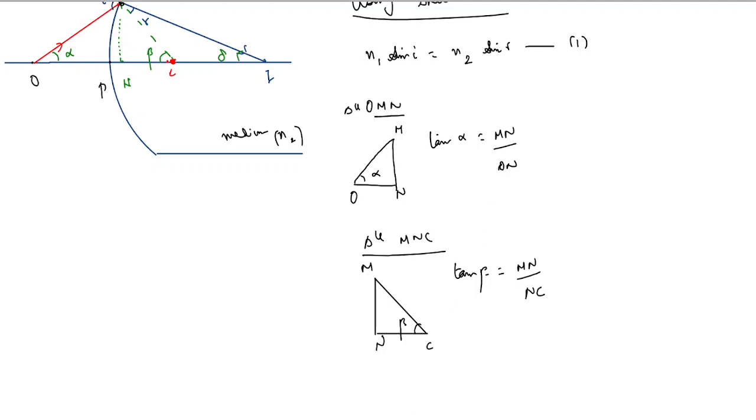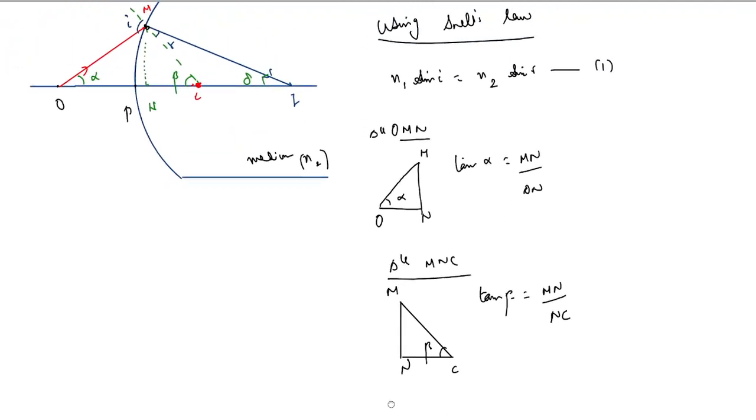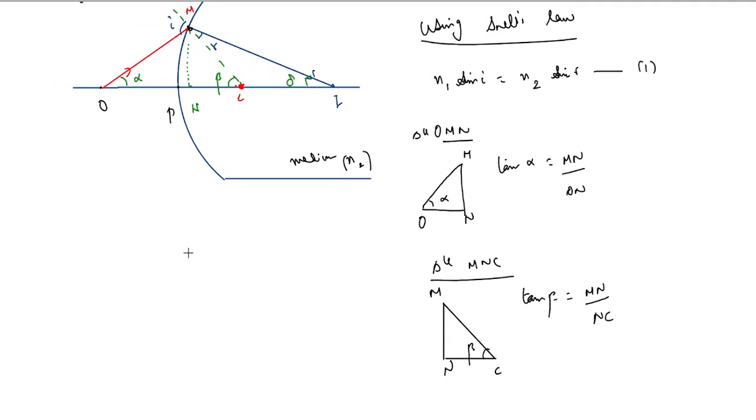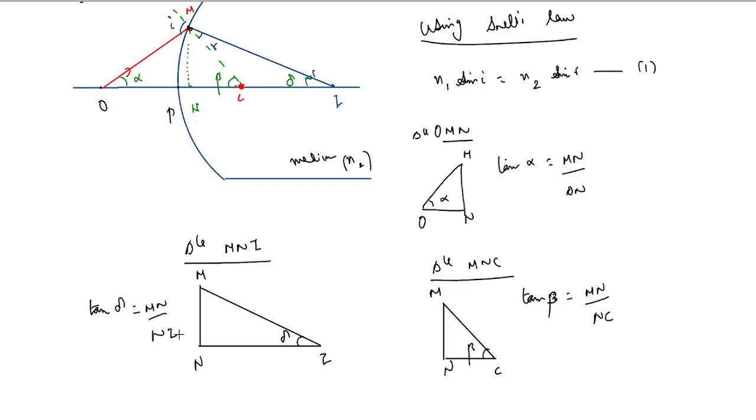This is O here. And we'll take the third triangle. We'll do it here only. So in triangle MNI, it's like this. This is point N, this is point M, this is point I. The angle here is delta. So from this, tan delta here is equal to MN by NI. So we have three relationships here.